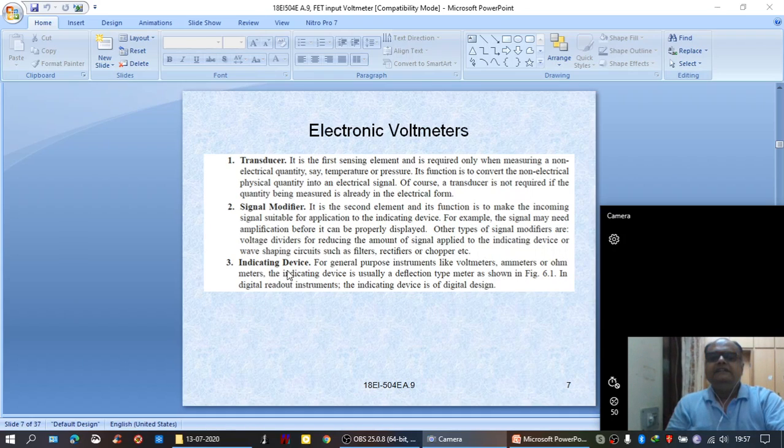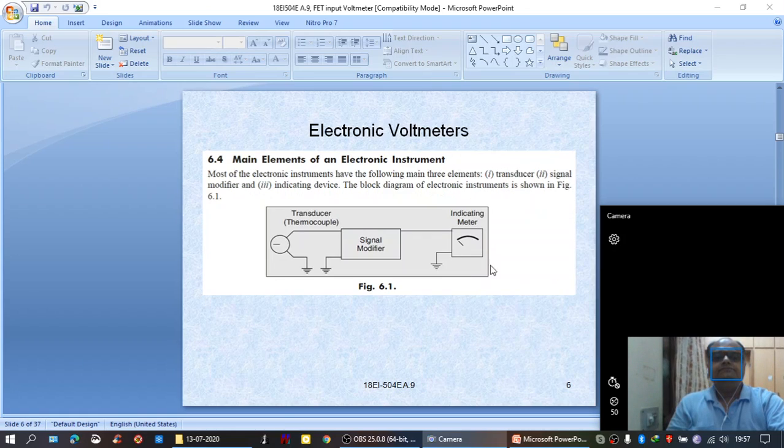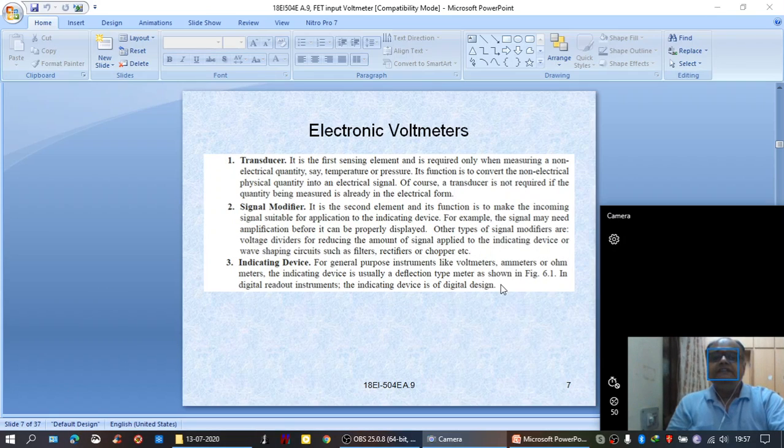Third one is the indicating device. For general purpose instruments like voltmeters, ammeters, or ohm meters, the indicating device is usually a deflection type meter, as shown in figure 1. That is this one, an indicating type meter, showing the pointer deflection over a calibrated scale as the measure of the quantity. This is an analog type of display.